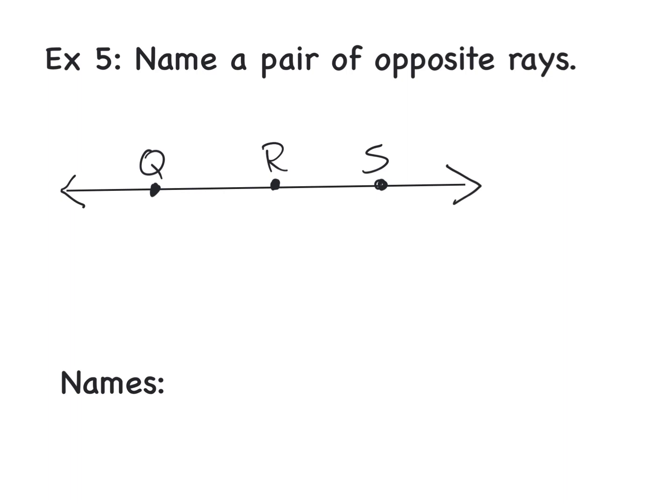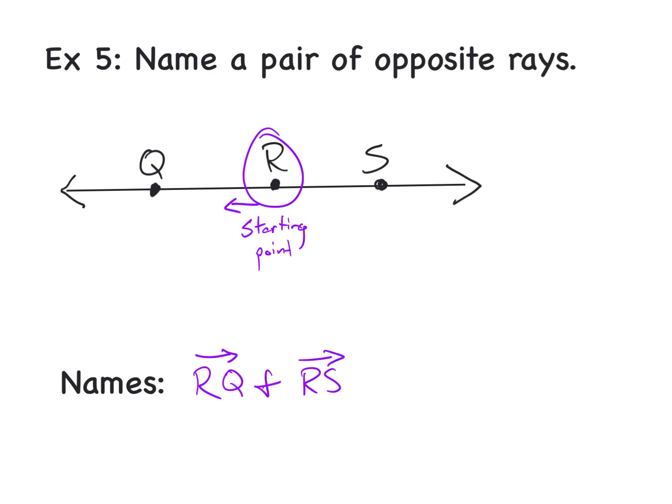Name a pair of opposite rays. Which letter do I have to start with when I'm doing the opposite rays? R. Why R? It's in the middle, right? It's the starting point. Good job, guys. Y'all doing awesome. Okay, so I'm going to do R. Let's go left. Which one is to the left? RQ and RS. There's my opposite rays.